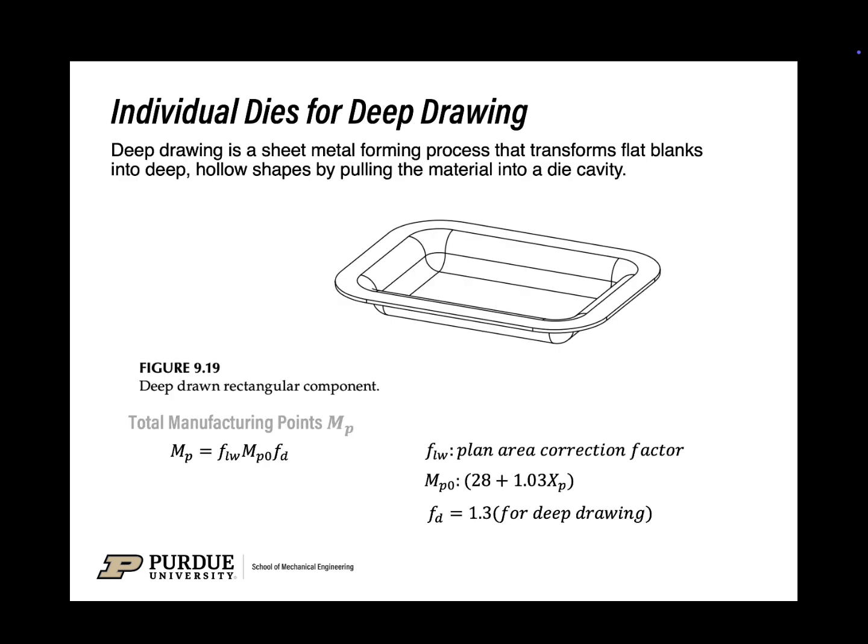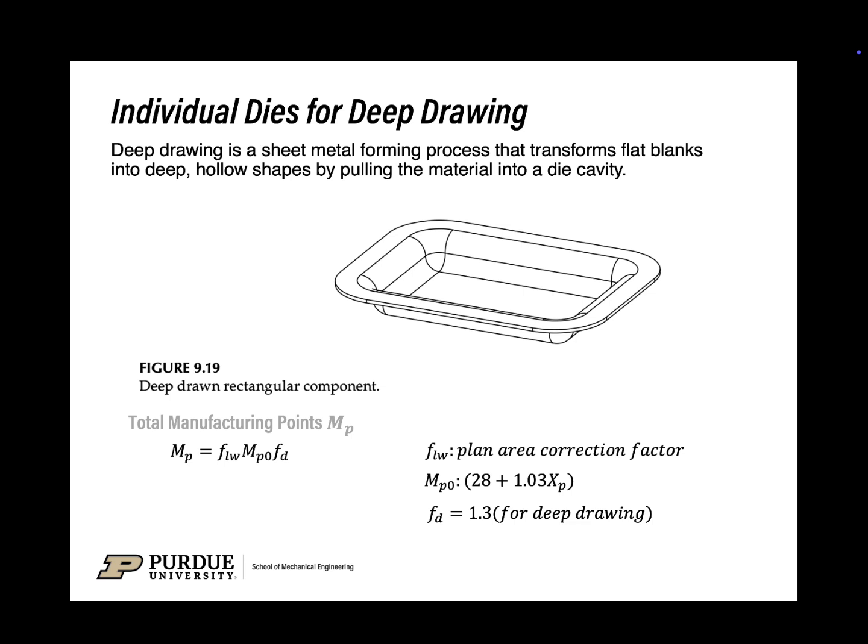In this slide, I would like to talk about the individual dies for deep drawing, which is also an important metal sheet stamping process. Deep drawing is a sheet metal forming process that transforms flat blanks into deep hollow shapes by pulling the material into a die cavity, which is shown in the figure right here.